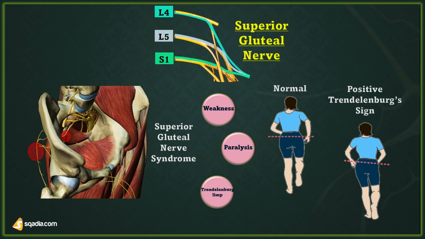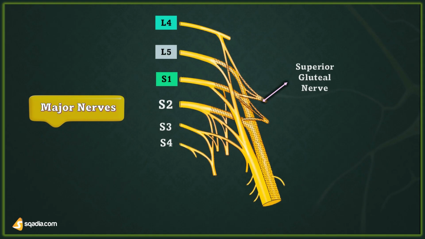During walking, when the body is supported on the left foot, the right unsupported side of the pelvis droops, causing inability to walk with the right foot. This is called positive Trendelenburg sign. That is all about the superior gluteal nerve.